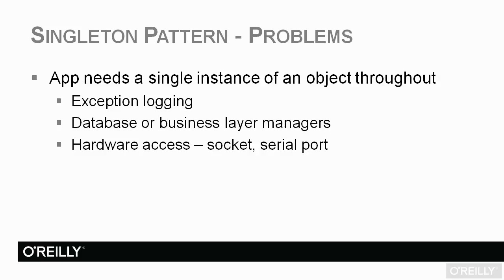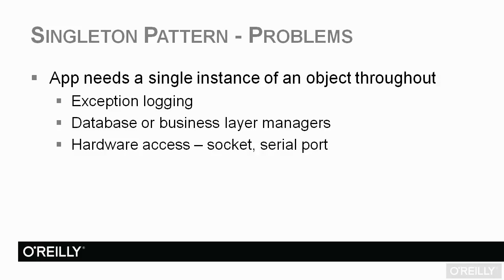We might need it for an exception logging manager, so that we only have one class that deals with a single text file or whatever format we're logging into. We don't want to have a lot of conflicts in attempting to write to that logging manager through a multi-threaded app. We might have database or business layer managers that the rest of the application needs to use, but we certainly don't want to create a whole lot of instances of those. They could be very heavy, and there's no need for them to have different instances. We're only really talking to one database or one business layer.